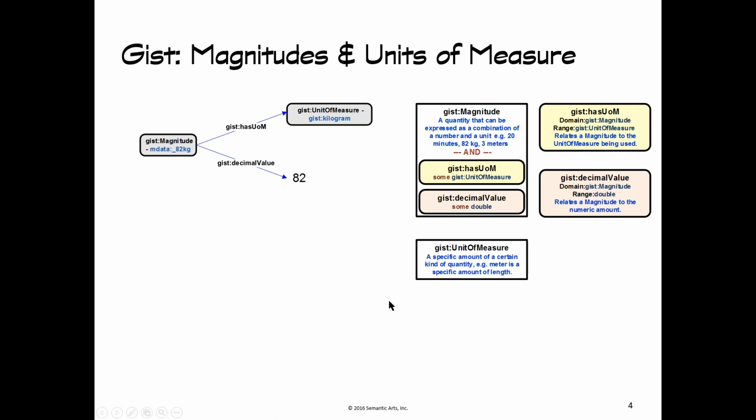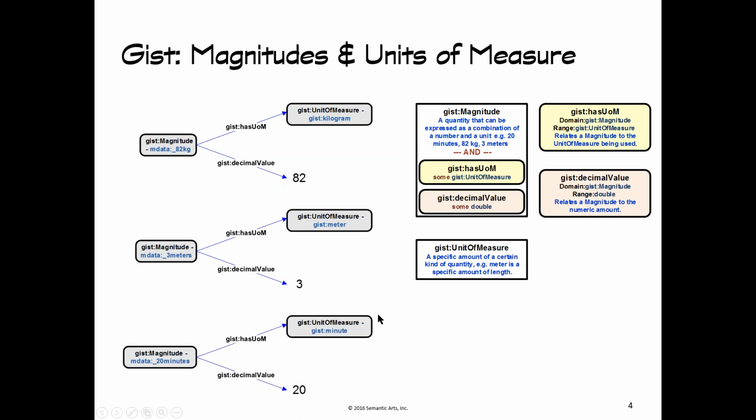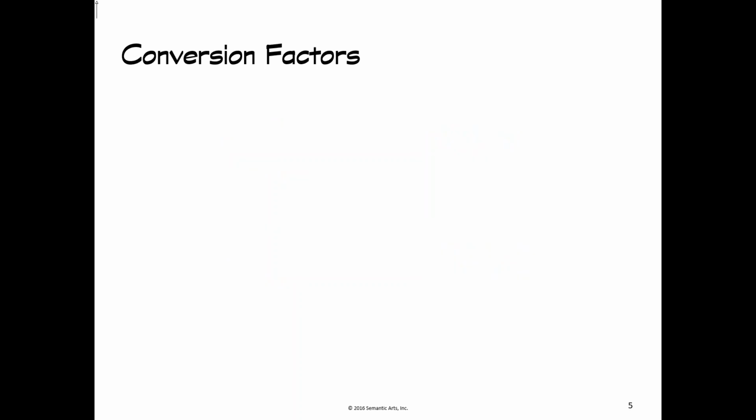Let's see, why isn't it going? Okay. All right, so the unit of measure, again, is some specific amount of a certain kind of a quantity. So a meter is a specific amount of length, and we'll see plenty of other examples. So 3 meters has unit of measure meter, and the decimal value is 3. 20 minutes has unit of measure minute, and the decimal value is 20. So this is fairly straightforward. There's lots of ways to do this. There's lots of ontologies out there. GIST is one way to do it, and we've been using it for a number of years, and it's fairly straightforward. Now, of course, you also need conversion factors.